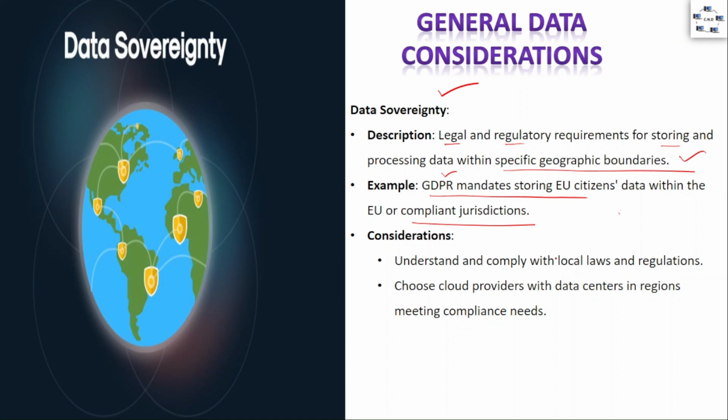Considerations include understanding and complying with local laws and regulations. Choose cloud providers with data centers in regions meeting compliance needs. So for example, if you are using AWS, you should select the AWS region that is available inside the EU for processing or storing the EU citizens' data.